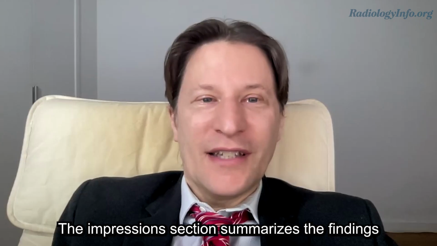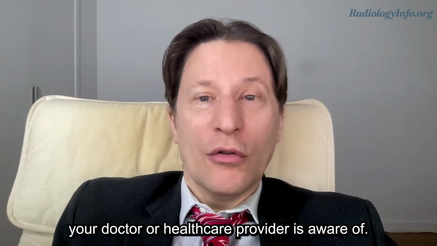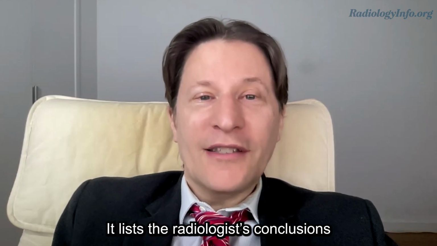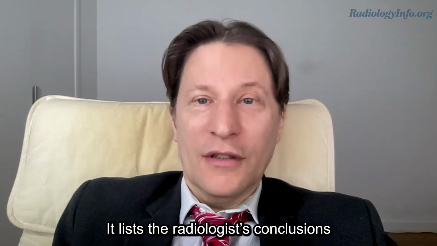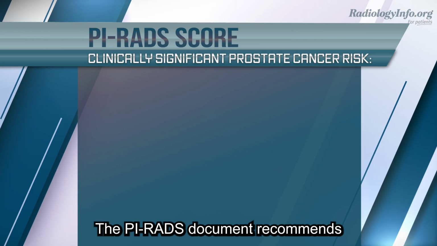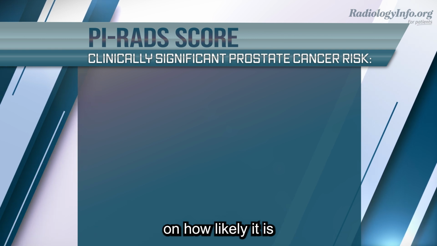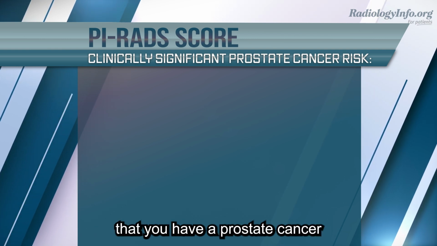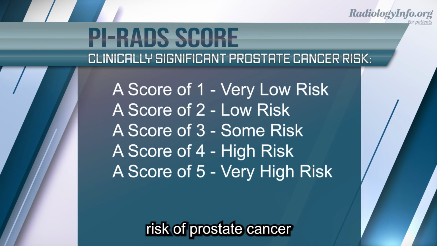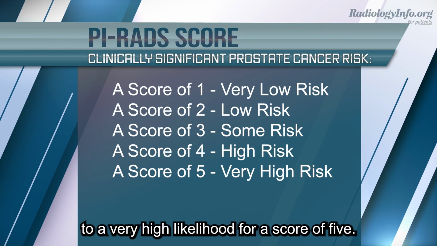The impressions section summarizes the findings that the radiologist wants to make sure your doctor or healthcare provider is aware of. It lists the radiologist's conclusions and may have recommendations for additional testing. The PI-RADS document recommends that the radiologist give a 1 to 5 scale on how likely it is that you have a prostate cancer that is likely to harm you. The scale ranges from a very low risk of prostate cancer for a score of 1 to a very high likelihood for a score of 5.